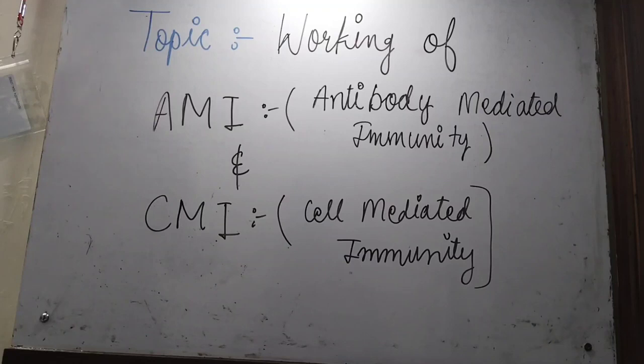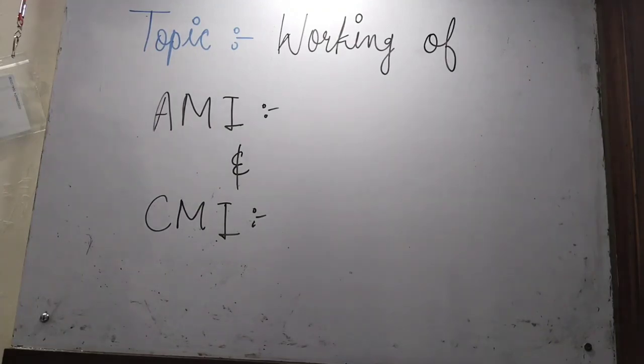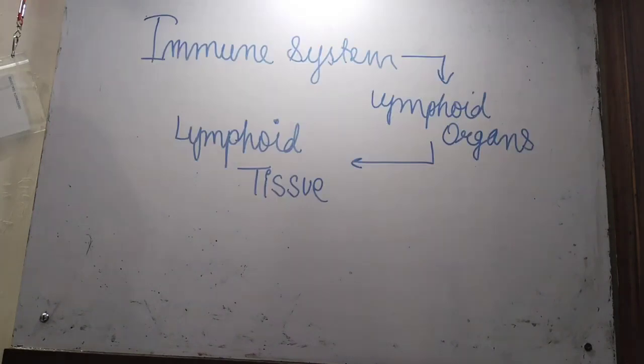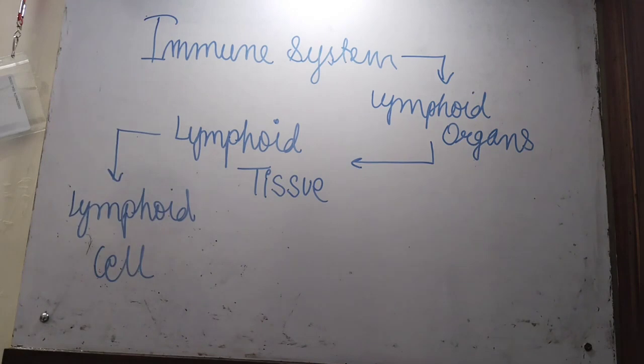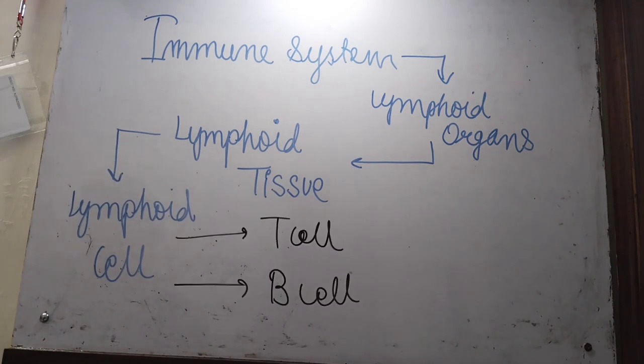Our today's topic is the working of AMI and CMI in the human body. The immune system of our human body is made up of lymphoid organs, which are made up of lymphoid tissues, which are further made up of lymphoid cells. Lymphoid cells are of two types, the T cells and B cells. The T cells make up our CMI while the B cells form our AMI. Both of these cells are originally formed in our bone marrow.